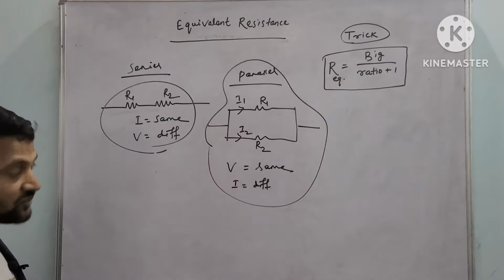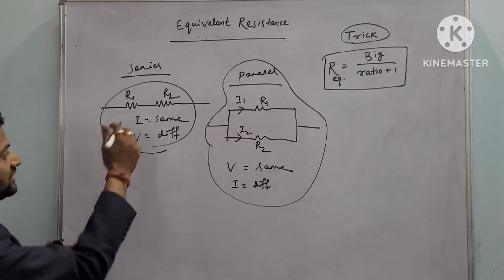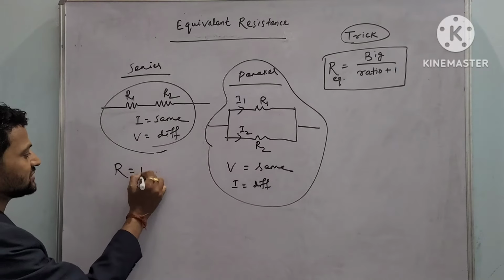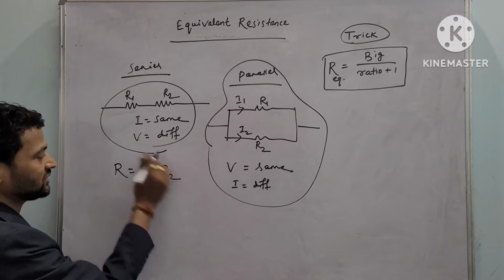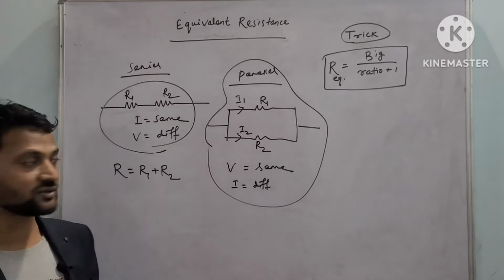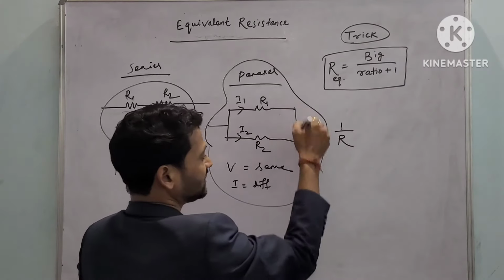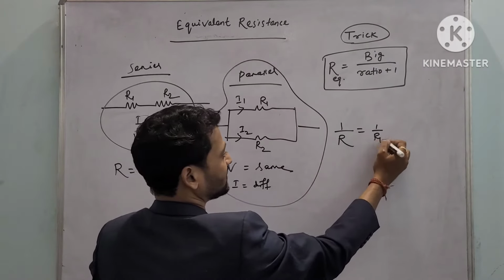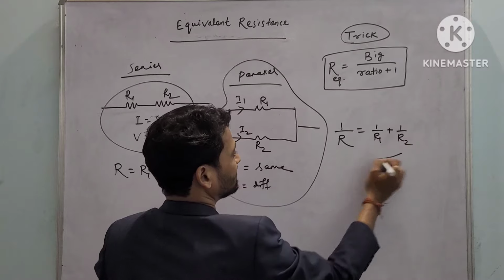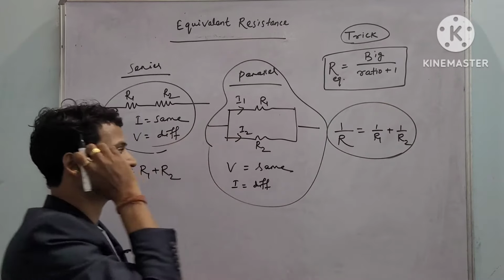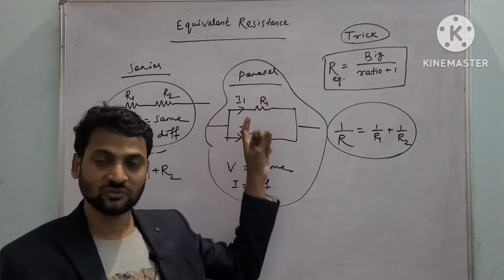Since our topic is to find the equivalent resistance, in a series connection the equivalent resistance is just R1 plus R2, and if there are three resistances, R1 plus R2 plus R3. But in a parallel connection, what is the traditional formula? Method 1: 1 by R is equal to 1 by R1 plus 1 by R2. Using that formula, we can find the equivalent resistance.